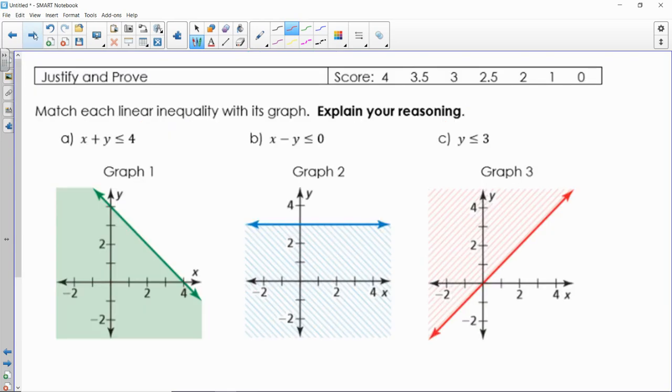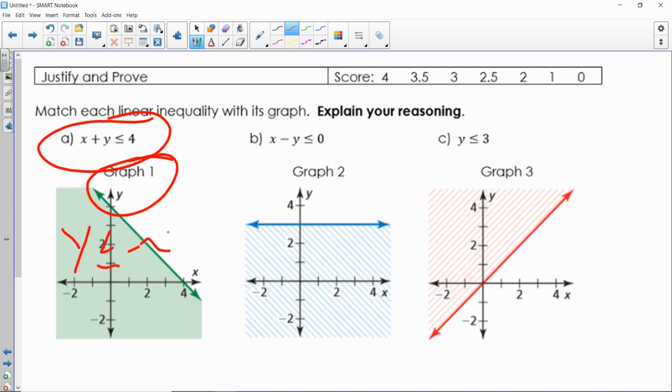Moving on to justify and prove. A lot of you did really well on this. The first graph: A matched graph 1, for a lot of reasons. The y-intercept is 4. The slope is -1. If I converted this, it would be y is less than or equal to -x plus 4. It's less than or equal to, so the shading is below the line.